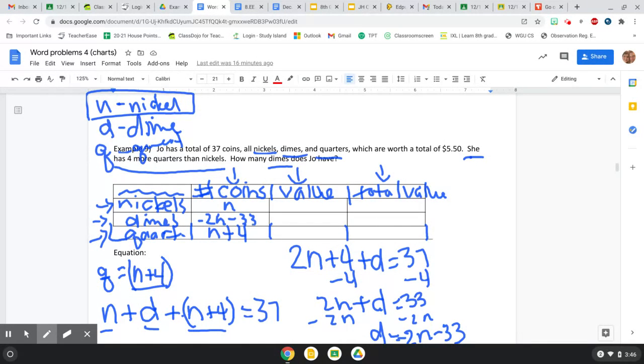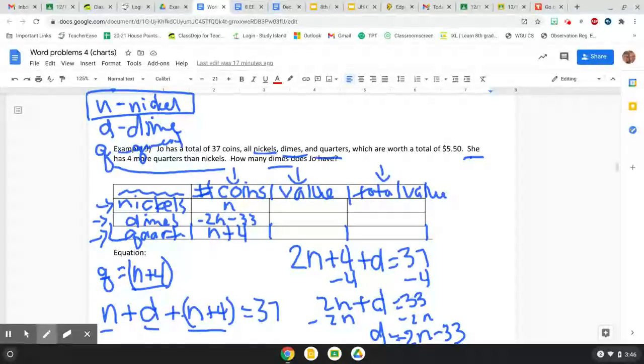If you look at the answer key, my work is much neater, and I try to put some notes in there as well. So if you need to look at that, go ahead and do that. I'm going to have to erase some just because I'm running out of room. But now that I have one variable within my chart, I can continue. So I know that nickels is n for the number of coins, dimes is negative 2n minus 33, and quarters is n plus 4. It's all based around nickels, but if I know how many nickels there are, I can substitute it back into this negative 2n minus 33 and know exactly how many dimes there are to answer my final question.